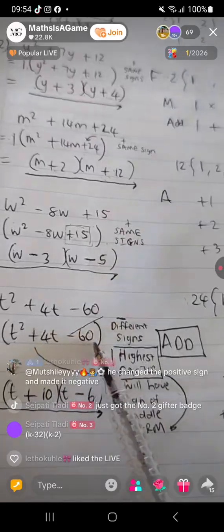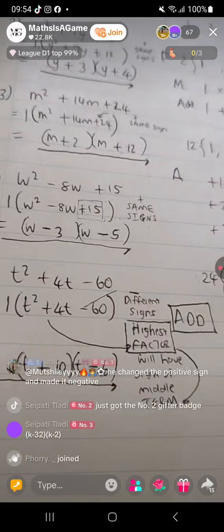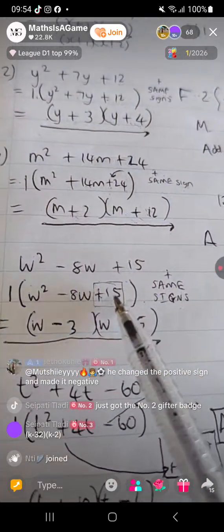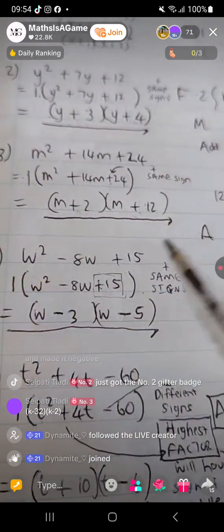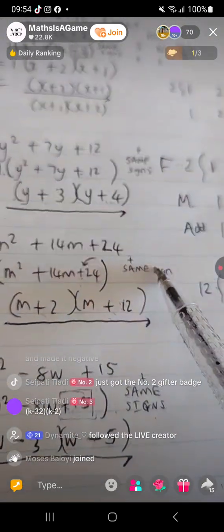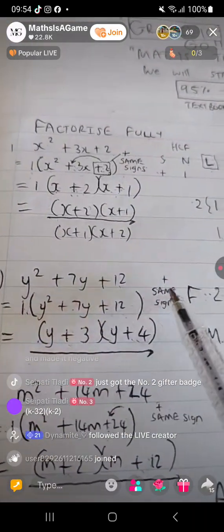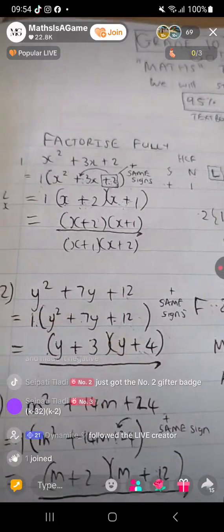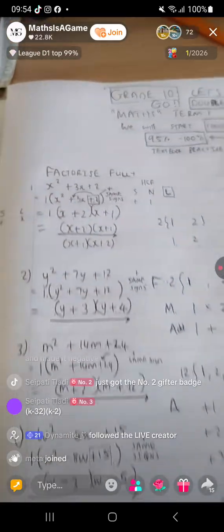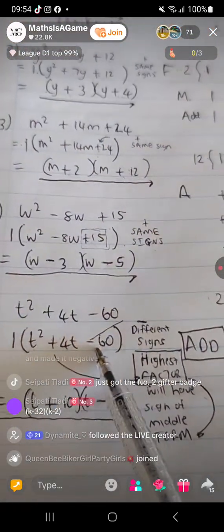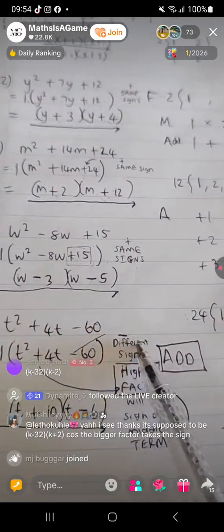Negative sign for the constant means different signs. I've been saying this. So what are we expecting to have in the brackets? Different signs. It's only when we have a positive constant that we have same signs according to the mother. Positive sign means same signs. Negative constant means different signs, guys.